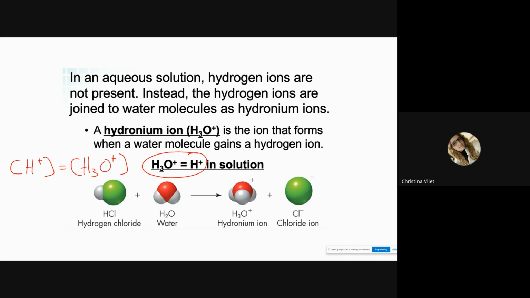What this means is that in water, water always accepts the H plus from the acid and becomes the acid. So when acid gives away its H plus to water, water becomes the acid. So acid in water is H3O plus.